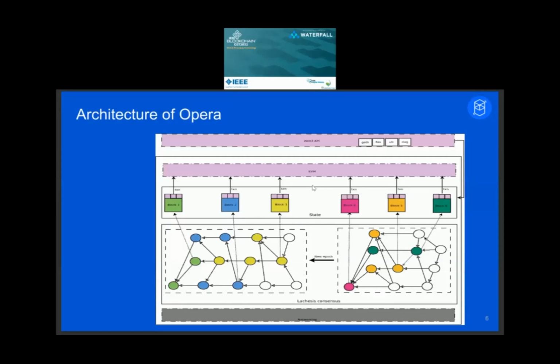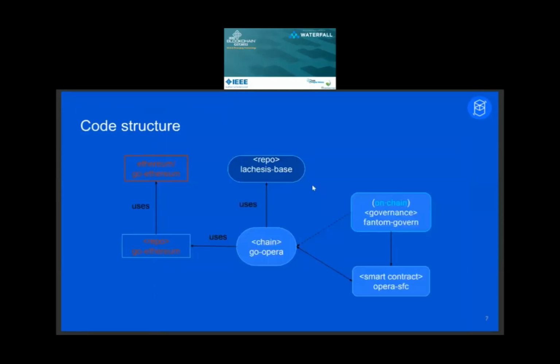About code structure, our code is structured as follows. go-opera and Lachesis are the main repositories of our implementation of the Lachesis consensus algorithm and Opera network. Opera SFC contains the implementation of the SFC smart contract. Unlike other chains, we support on-chain governance on the Opera network, which is implemented in the Phantom governance repository.